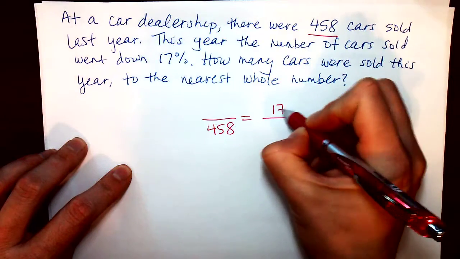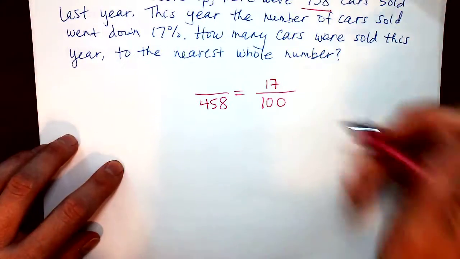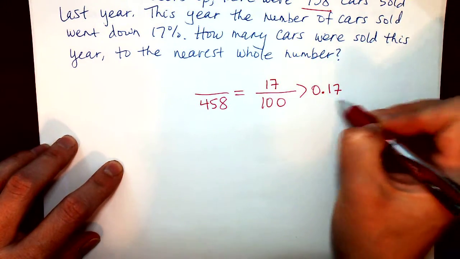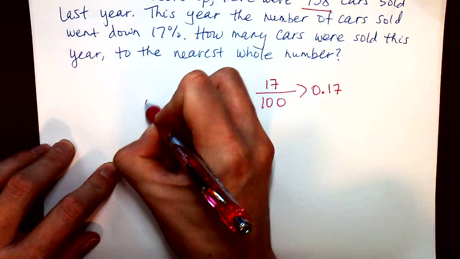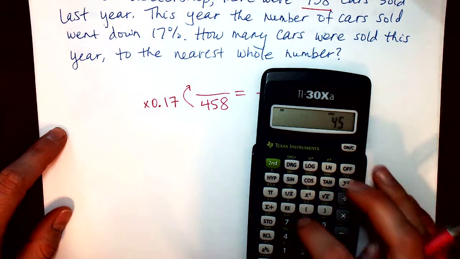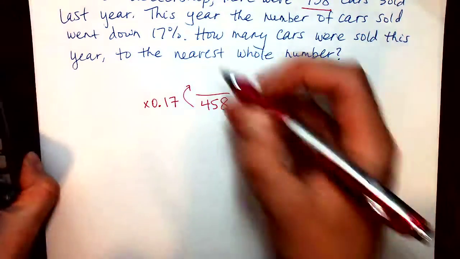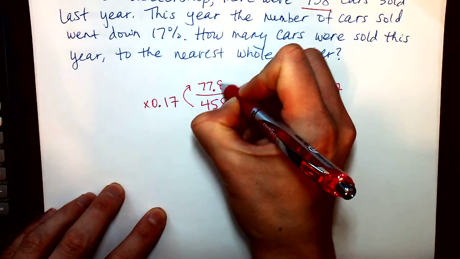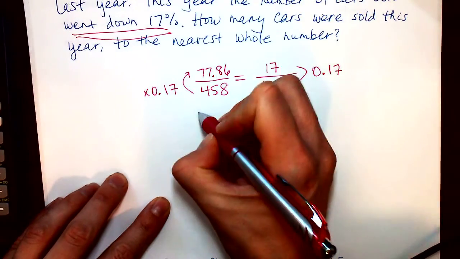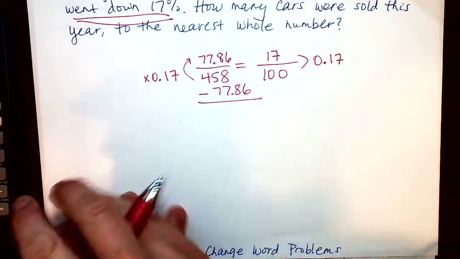It's going to be decreasing by 17%, so percent is always over 100. This is equal to 0.17, 17 hundredths. So we're going to take our value and multiply by 17 hundredths. 458 times 0.17 will give us 77.86, and it says it went down, so it decreased, so we're going to subtract 77.86 from 458, the original.